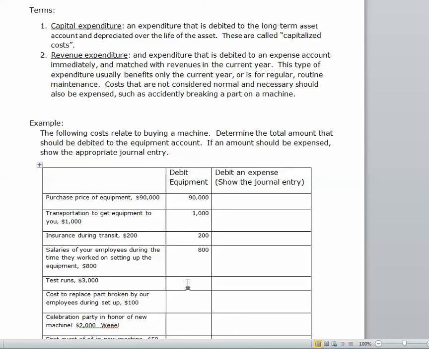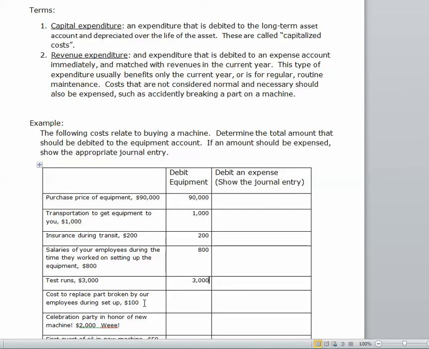Yeah. So the $3,000 will be capitalized. All right, how about this one? Cost to replace a broken part by our employees during setup. Well, let's say that this is a little valve that broke off and went rolling across the floor. Well, we can't operate the equipment without this valve, so we've got to pay $100 to fix it.